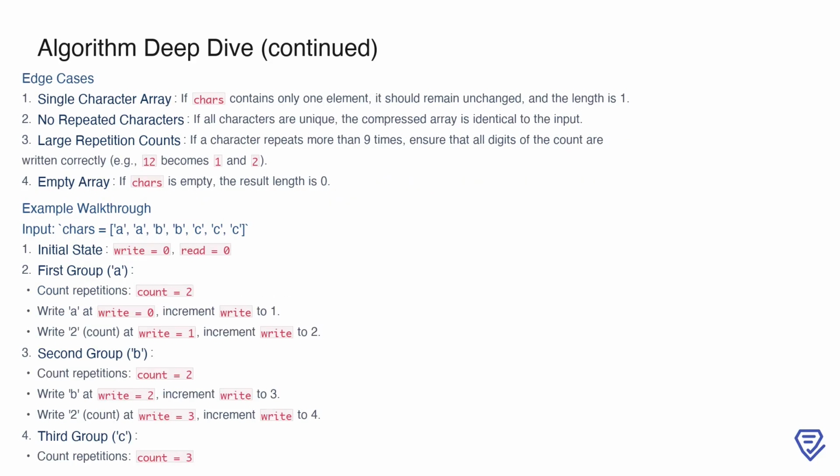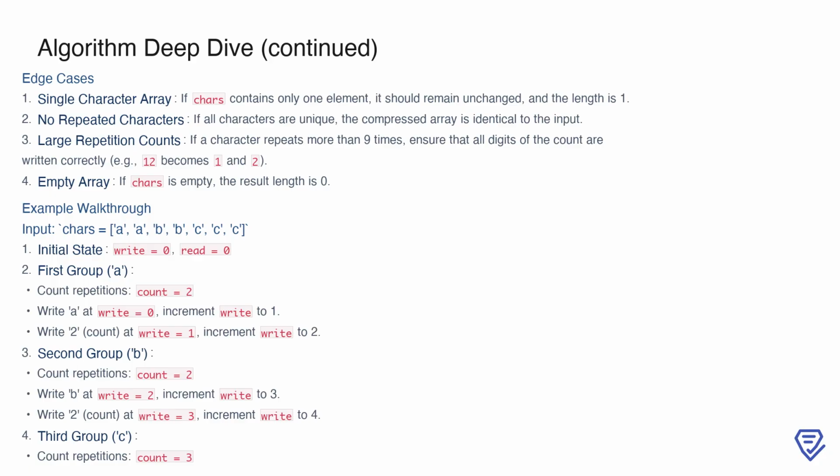When implementing this algorithm, it's important to handle several edge cases. For example, if the input array contains only one character, it should remain unchanged, and the length returned should simply be 1. If there are no repeated characters, the compressed array will be identical to the input. For large repetition counts, such as when a character appears more than 9 times, we must ensure that all digits of the count are written individually. For instance, a count of 12 would be written as 1 and 2. Additionally, if the input array is empty, the resulting length should be 0.